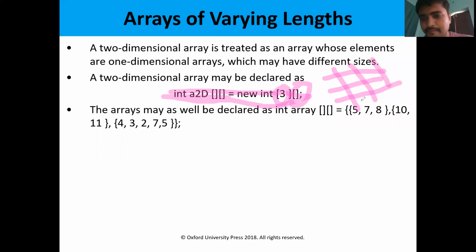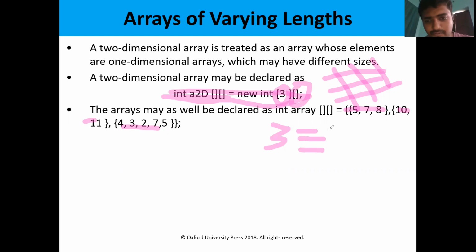So the user can change the values. There need not be the same number of elements in all the rows. See the example. Here we have three elements, here only two elements, here we have 5 elements. That means we have a two-dimensional array with 3 rows, but for all the 3 rows the column values are different.